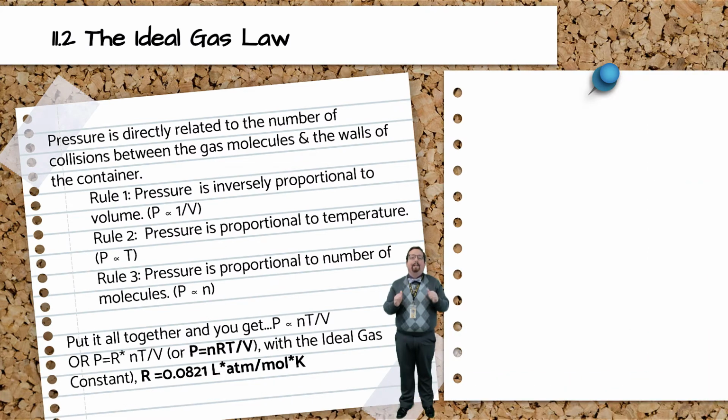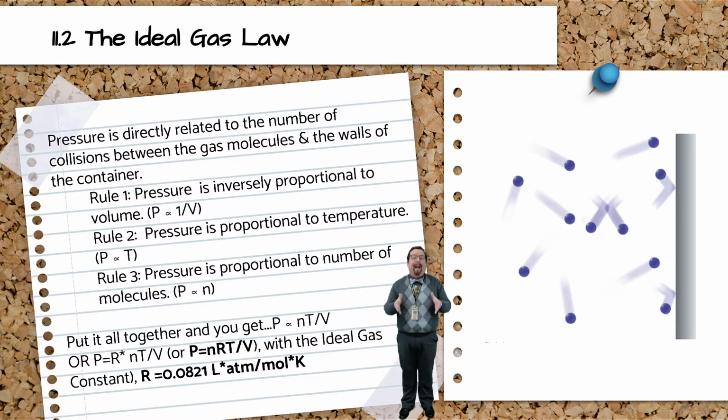There are 3 simple rules that Boyle, Charles, and Avogadro figured out about the behavior of gases. To really understand those rules, you have to understand that pressure is directly related to the number and the force of collisions of particles against the walls of their container. The more or harder the collisions are, the higher the pressure.